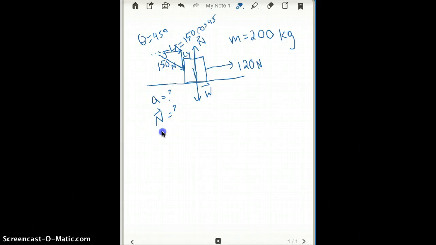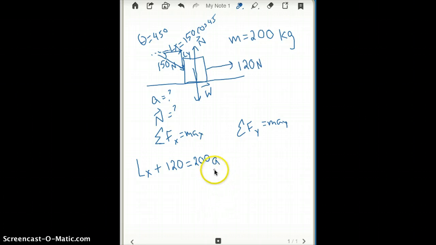Okay, after your free body diagram, next step is always the sum of the forces in the x equals max, and the sum of the forces in the y equals may. So in the x direction, we have Larry's x to the right, and we have Mo's 120 newtons to the right equals the mass of the block times the acceleration in the x direction, which we'll just call a because that's the only acceleration occurring in this problem.